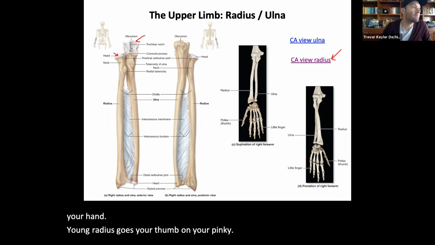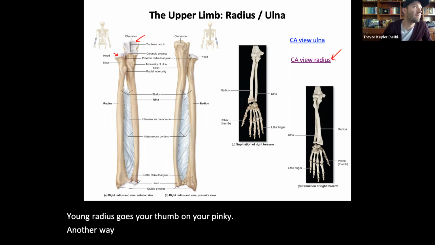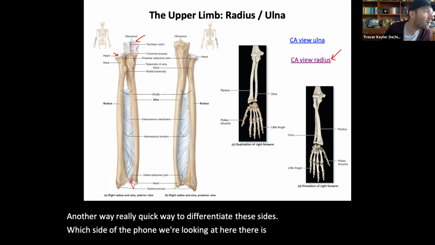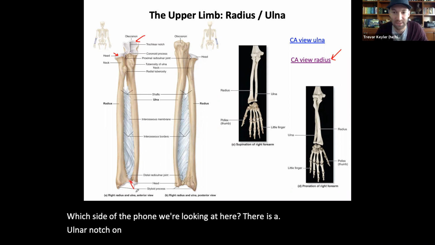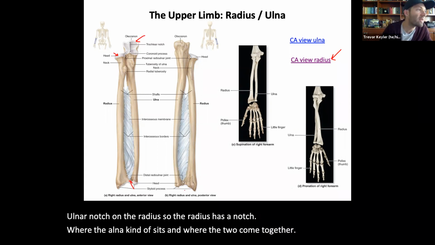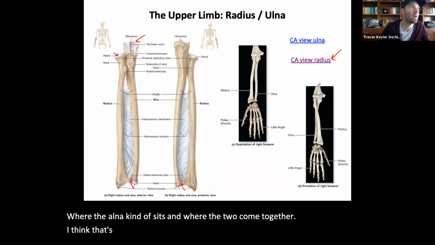Another really quick way to differentiate the sides, or which side of the bone we're looking at here, there is an ulnar notch on the radius. Okay, so the radius has a notch where the ulna sits in and where the two come together. I think that's more clear in Complete Anatomy.